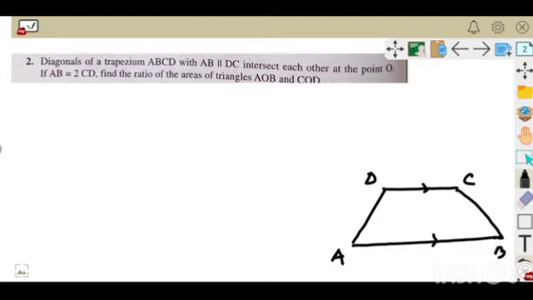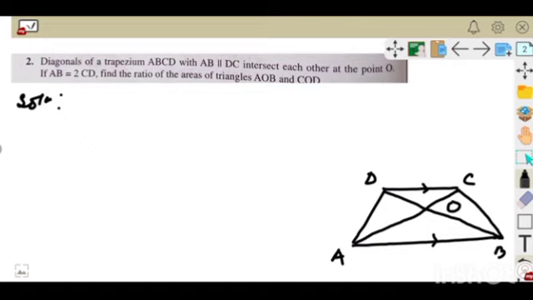So first let me draw the diagonal AC, next diagonal BD. These two diagonals intersect at the point where? O, according to the question. And AB is what? 2 times of CD. Now we are going to find the ratio of the areas of triangle AOB and COD. Okay, so first let me write the solution.